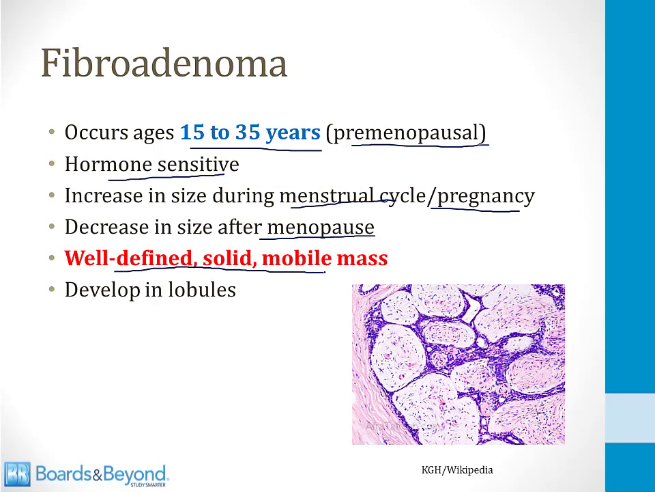Obviously, there is usually concern for a malignant carcinoma of the breast, but luckily, as I told you before, these are benign tumors, and they develop in the lobules of the breast, and that's what leads to the growth of the stromal tissue that leads to these tumors.